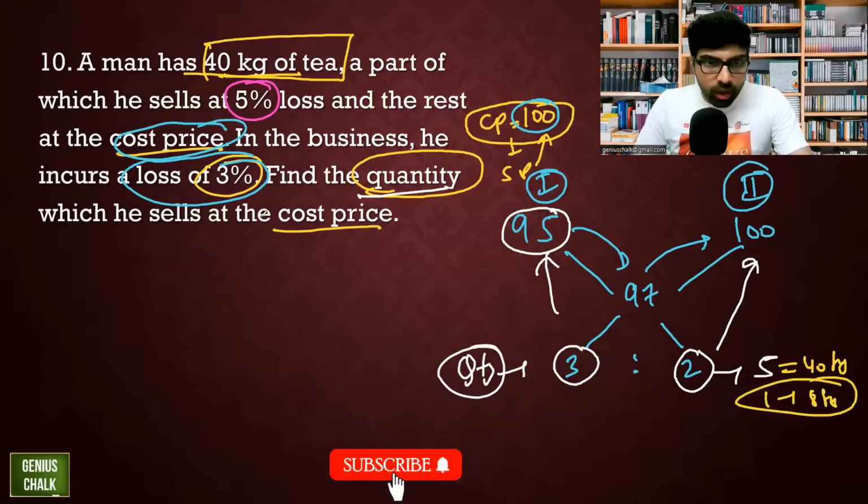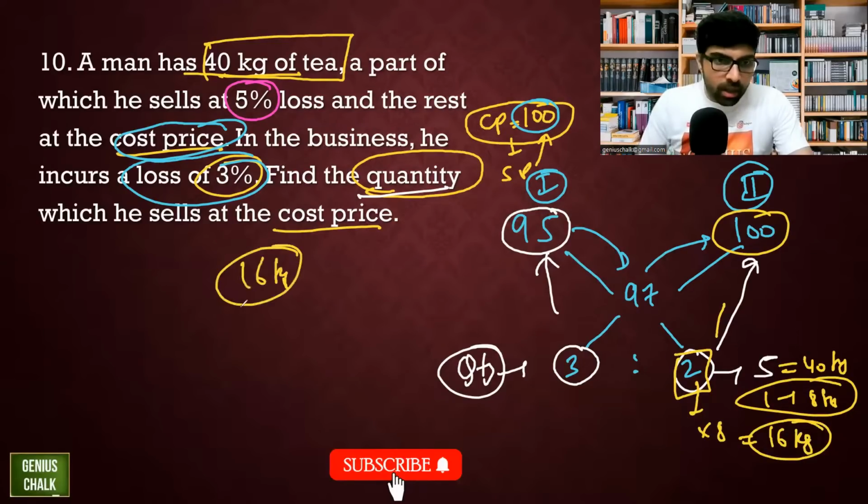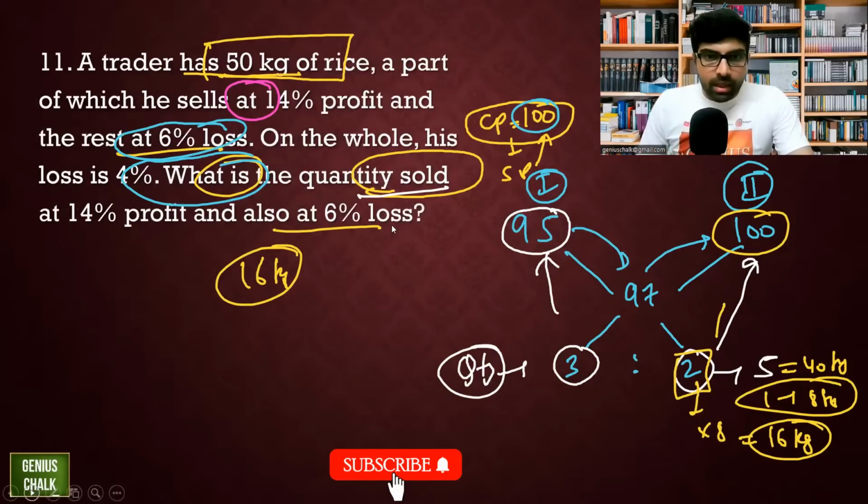What is asked? Quantity sold at the cost price. Cost price is this 2. This is 100. This is cost price. So 1 is 8 kg. So 2 has to be 2 into 8, that is 16 kg. So 16 kg is my answer. Because quantity is asked, I am also focusing on quantity. Earlier ratio was asked, I was focusing on ratio. Right? Okay, very important questions.